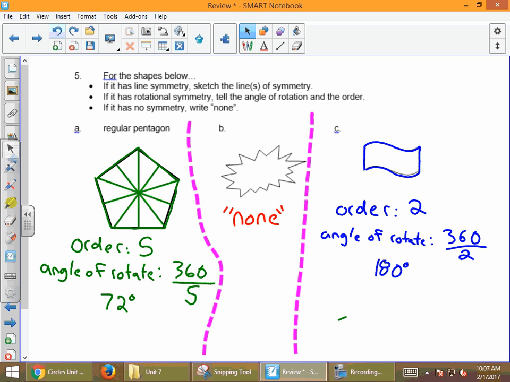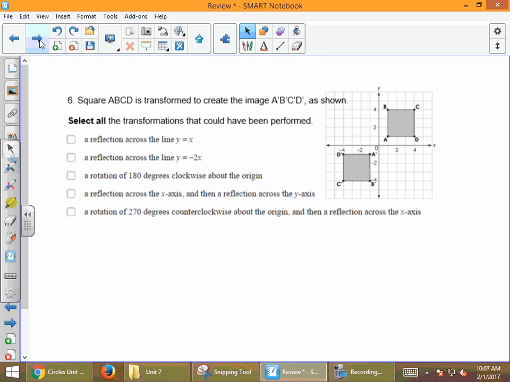Okay. Ready, set, 6. If we look at 6, we want to map square A, B, C, D onto A prime, B prime, C prime, D prime. Select all the transformations that could perform this. So which one are we moving, the top square or the bottom square? How are we going to move the top square?